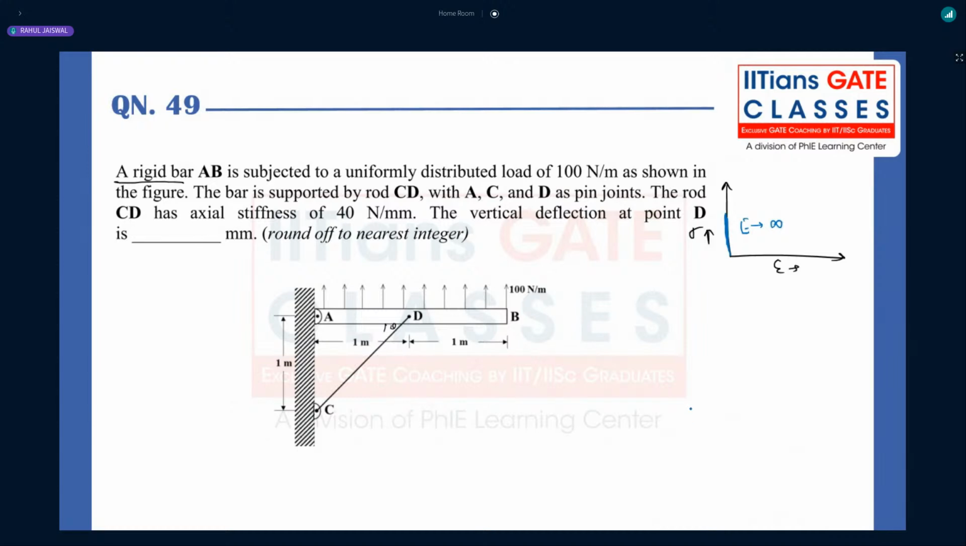Now, here a rigid bar AB is subjected to a uniformly distributed load W of 100 Newton per meter. As shown in the figure, the bar is supported by the rod CD with A and D as pin joints. The rod CD has an axial stiffness of 40 Newton per mm. They are asking for the vertical deflection at the point D. Definitely when the bar rotates like this, there will be some deformation in CD, so they are asking for this vertical deflection.